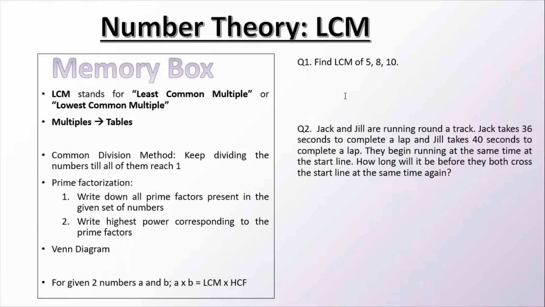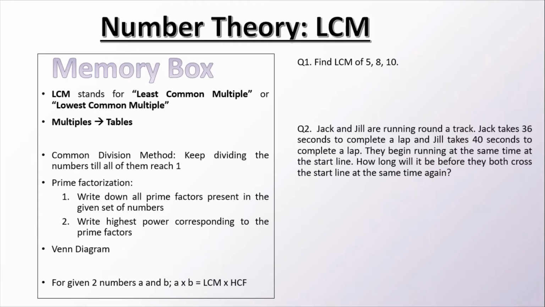Let us go on to question number 2, and I want students to pause their video and read the question. Okay, in question number 2 as well, I need to find the time when Jill and Jack both meet at the starting point again at the same time, which means I need to calculate the LCM of 36 and 40. Here to calculate the LCM, I'll be using the common division method.